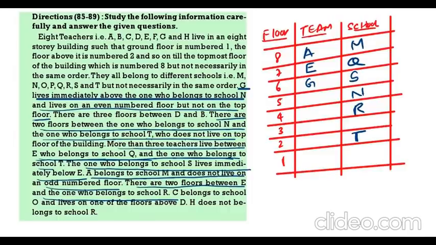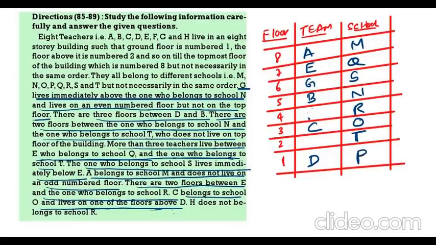Then C belongs to O and lives on one of the floors above D. That means definitely C, who belongs to O, is coming on the 3rd floor. There are 3 floors gap between D and B, and C lives above D, so definitely D will come here. You take 3 gap, here B will come. Here we are left with 2. Now only one school is left, that is P.